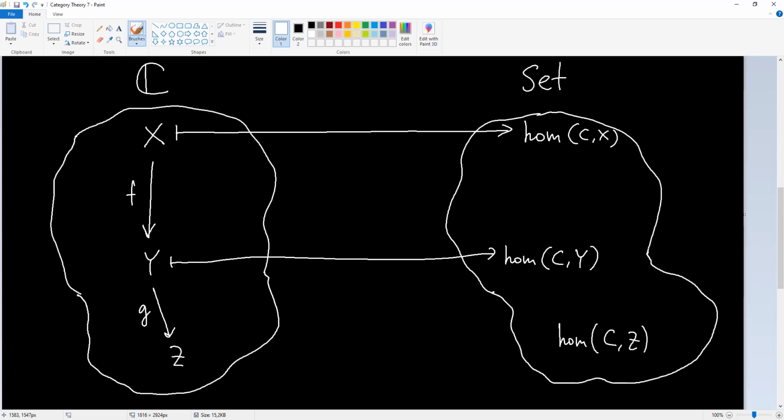So is C some fixed object in the category C? Oh, okay. C is a fixed object. And we do this for one fixed C. Later on, we will change C as well. But first, we will learn how to do these things for a fixed C.